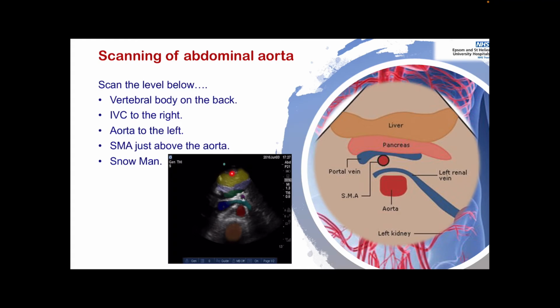The first one is the liver, and after the liver you can see the pancreas and the portal vein here, the superior mesenteric artery, and then the left renal vein and abdominal aorta. The left renal vein joins the inferior vena cava, and the abdominal aorta is here with the vertebral body. Let's have a look again. This is the snowman appearance.